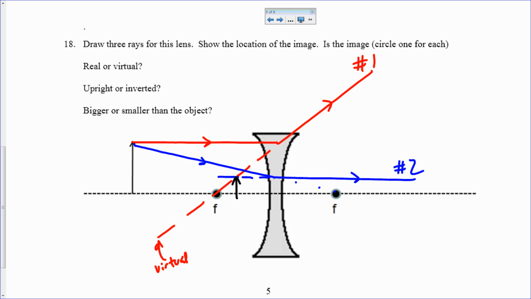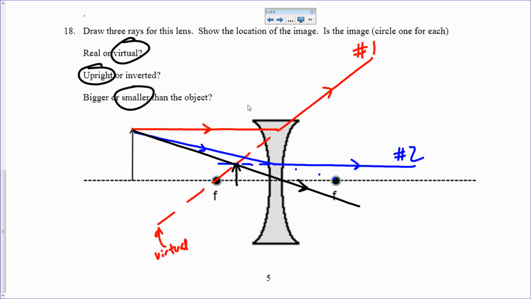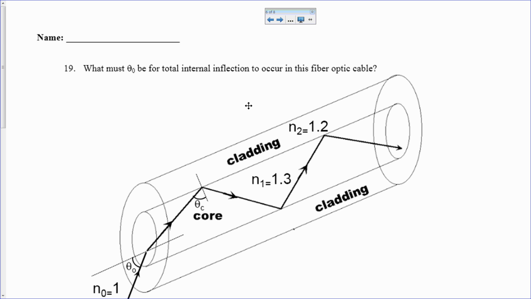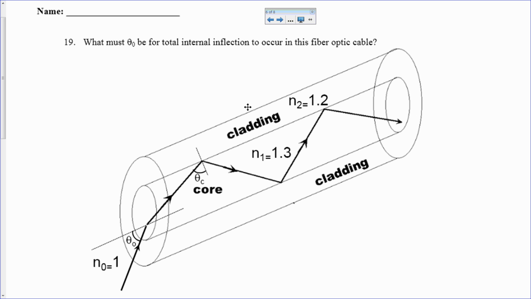And then I can draw my third ray, rule number 3, just straight through the center of the lens. Looks like that. All right, this is a virtual image. It's upright and it's smaller. And I think this is the last one. No, there's 2 more. What must be theta naught for total internal reflection to occur in this fiber optic cable?